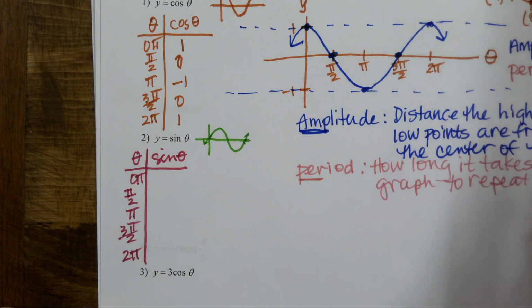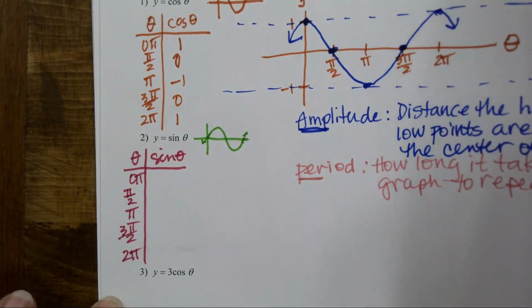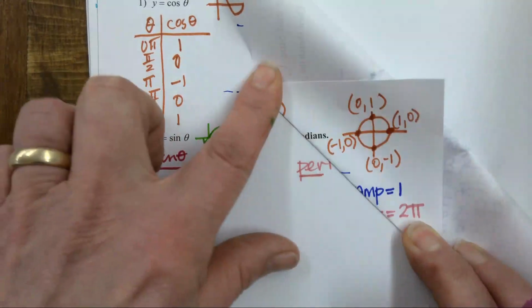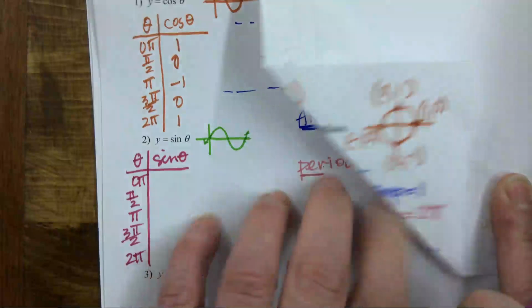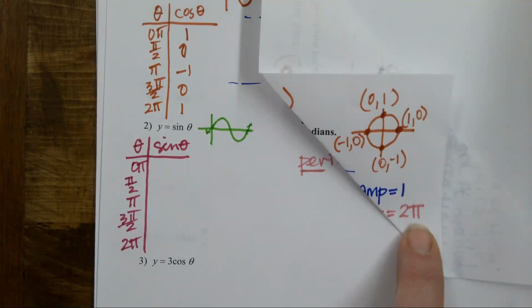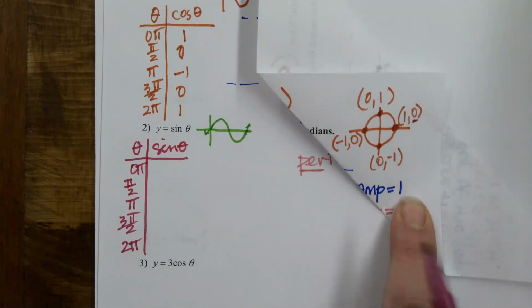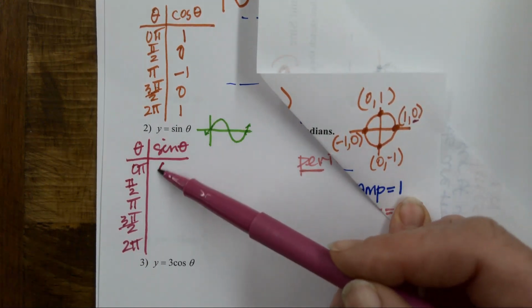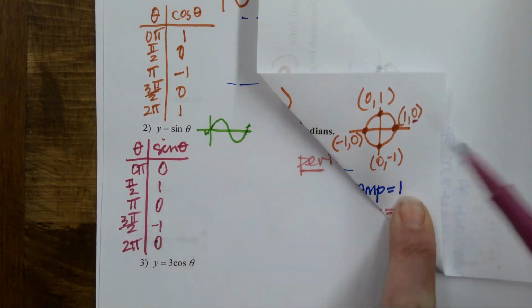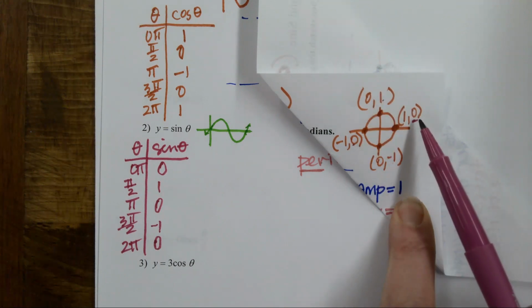And if I go back up to that circle that I had up on the top, I'm going to fold my paper down and see if I can get that on there. That same circle that we used to find the cosine, I can use it to find the sine. It's just that now I'm looking at the second coordinate. So going around the circle, it's 0, 1, 0, negative 1, 0. Nothing fancy.